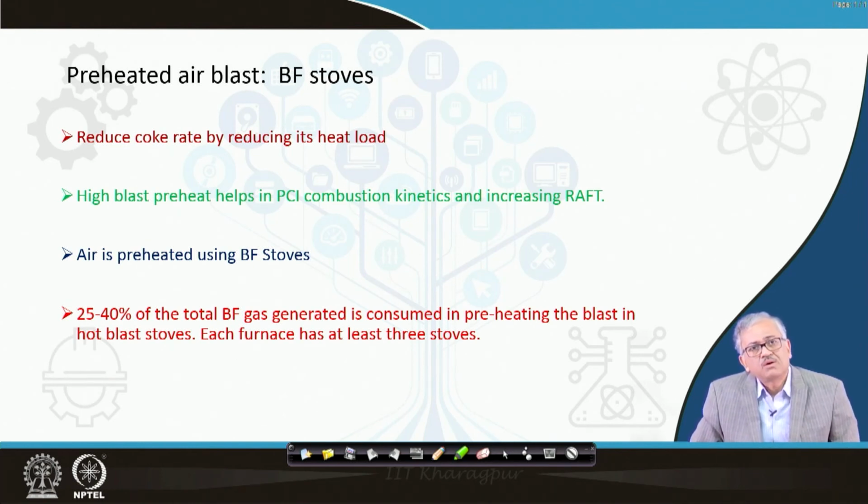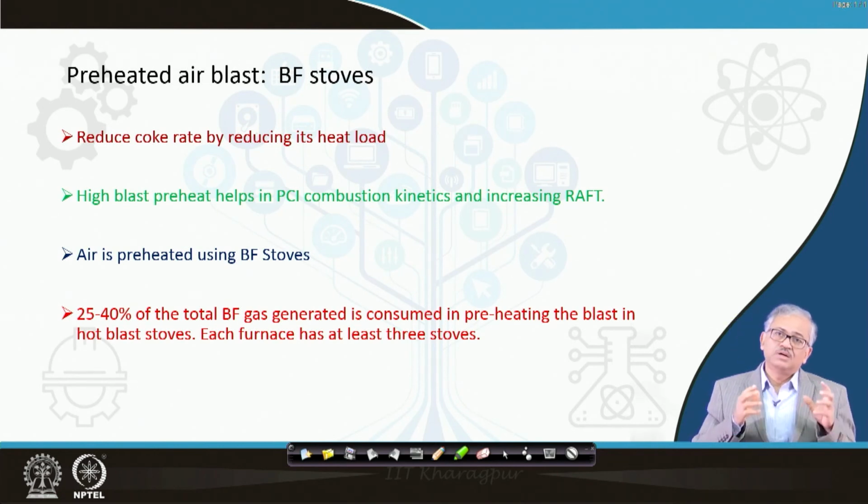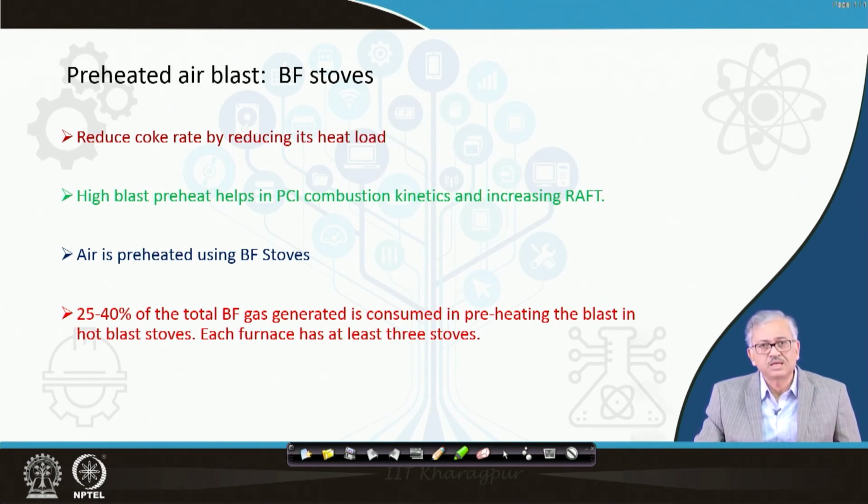So around 25 to 40% of the blast furnace gas is used for heating the air blast in the blast furnace stoves, and the rest, another 60%, goes for further downstream application. So blast furnace gas has a utility, and this 25 to 40% of blast furnace gas is used only for preheating the air in the blast furnace stoves.